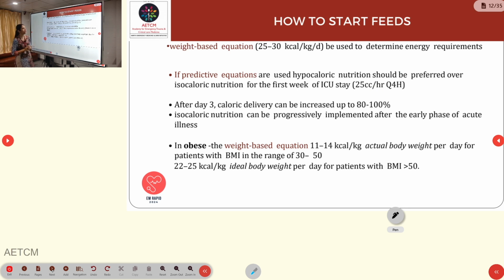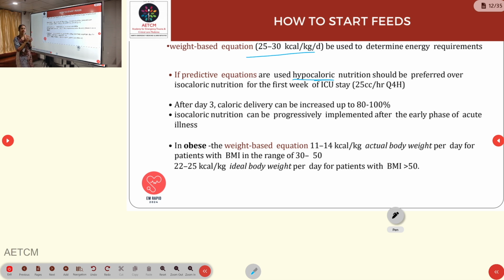And how to start feed? As we told, we will be planning based on a weight based equation. If we are planning on a weight based equation, we have mentioned the dose. If 25 to 30 kilocalories per kg per day is the requirement, we can start like that. And if we are using predictive equations, we usually start with hypocaloric nutrition, which we mentioned when we started that table. So we will initially be starting with hypocaloric nutrition, and in the first week in the ICU we will be starting at a low dose.